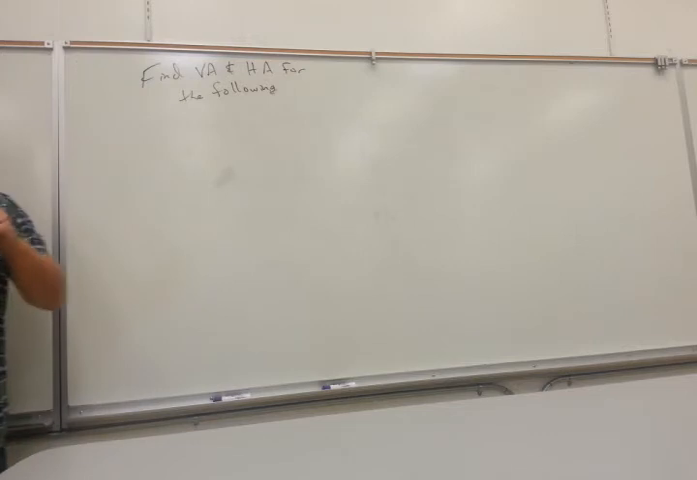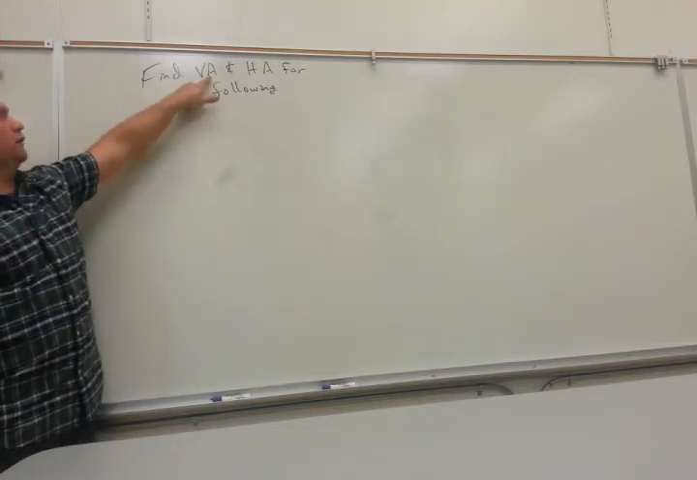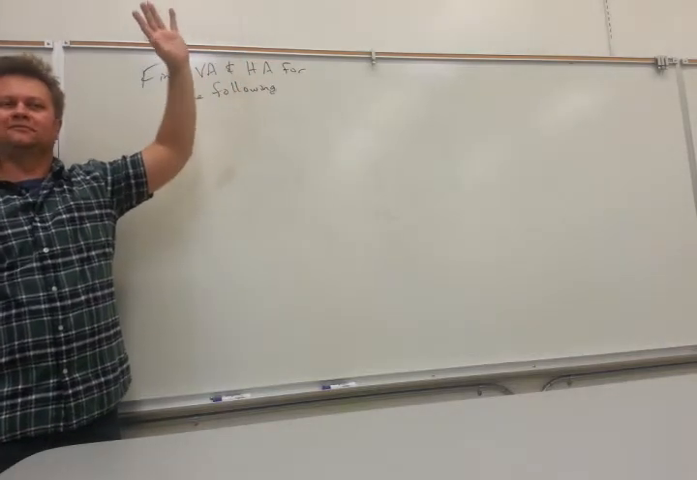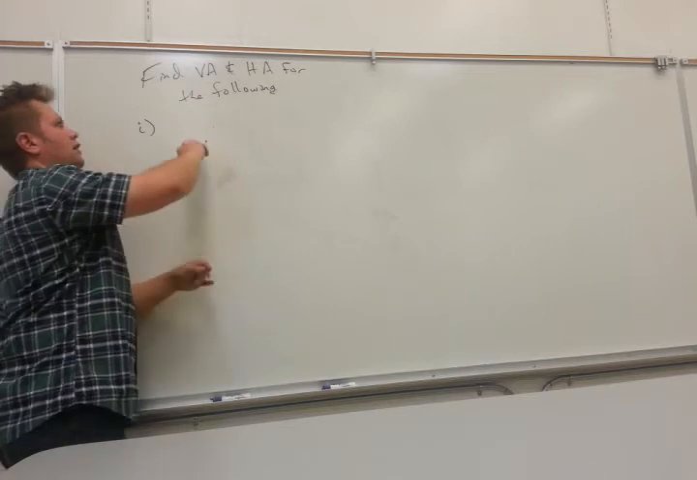All right, so let me break down 3.7 a little bit. All I want you to do for these next few problems I'm going to put up here is to find those asymptotes, right? So when I write VA, that's vertical asymptote. HA is horizontal asymptote.